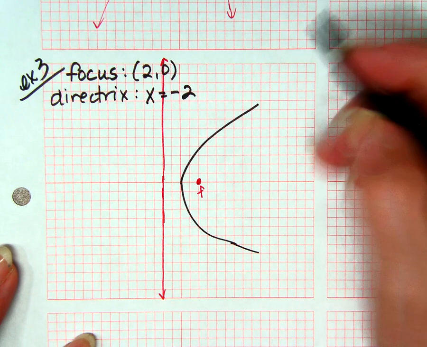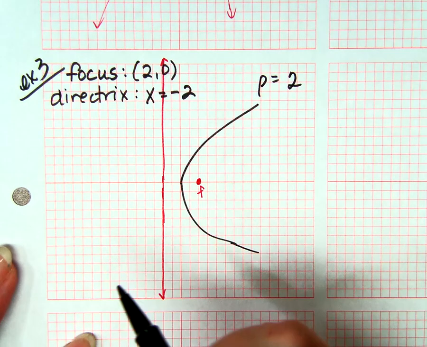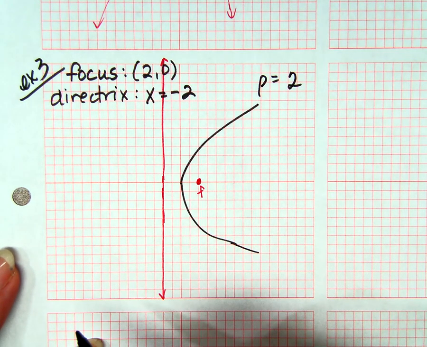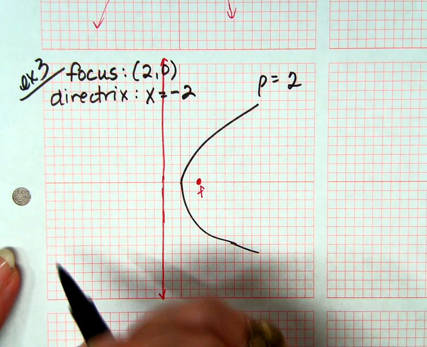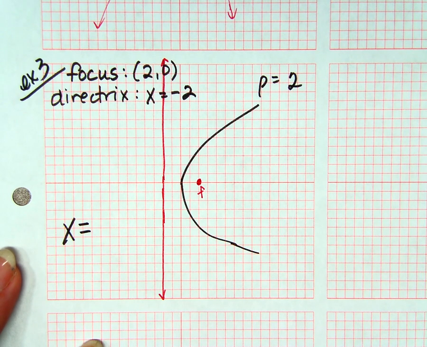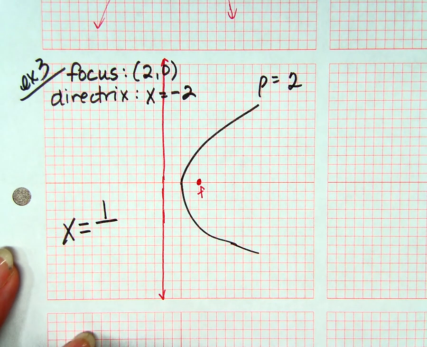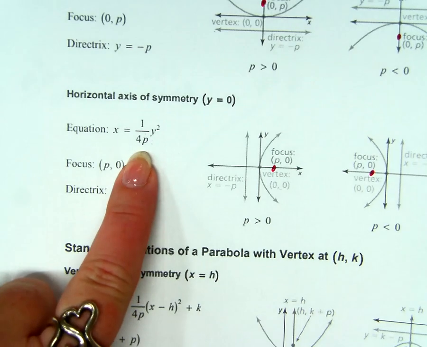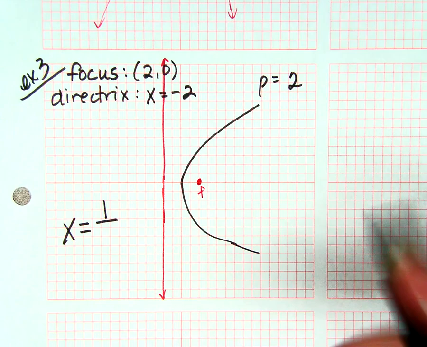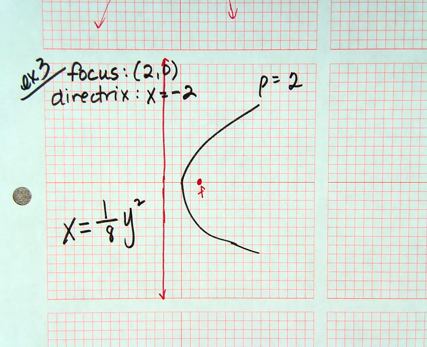What's the value of p in this problem? 2. Okay, so what's the equation? Why is it x equals? As it opens left or right, right? So x equals 1 over what? It's still 4p, right? Not just p. So 1 over 8 y squared.